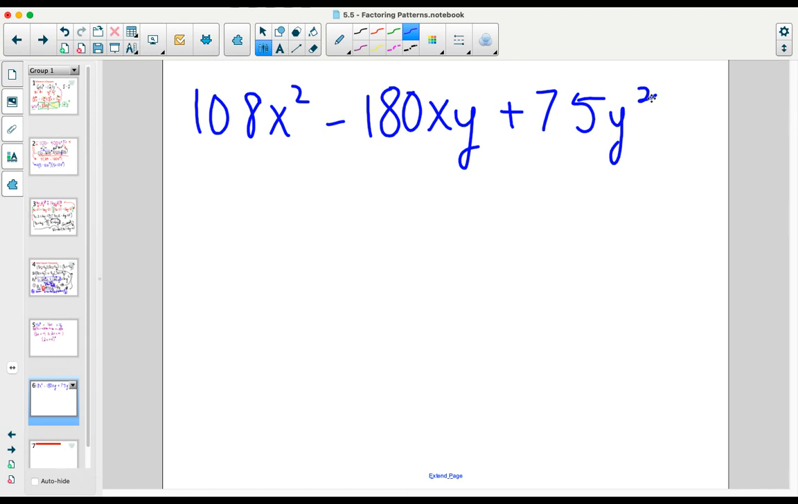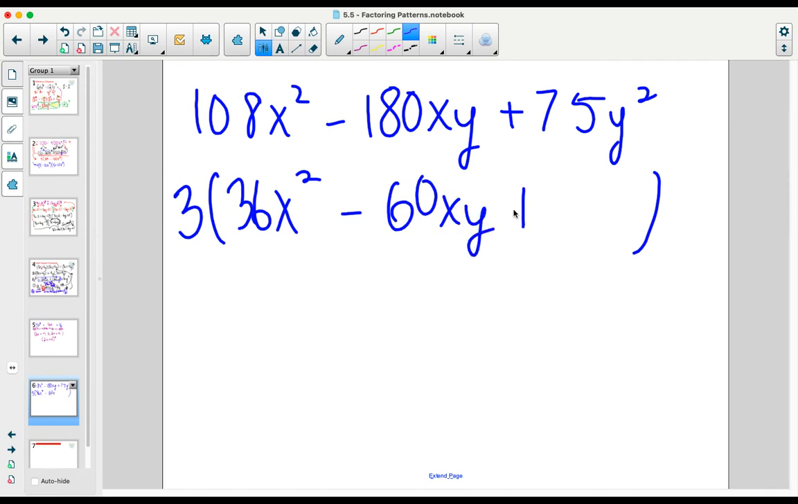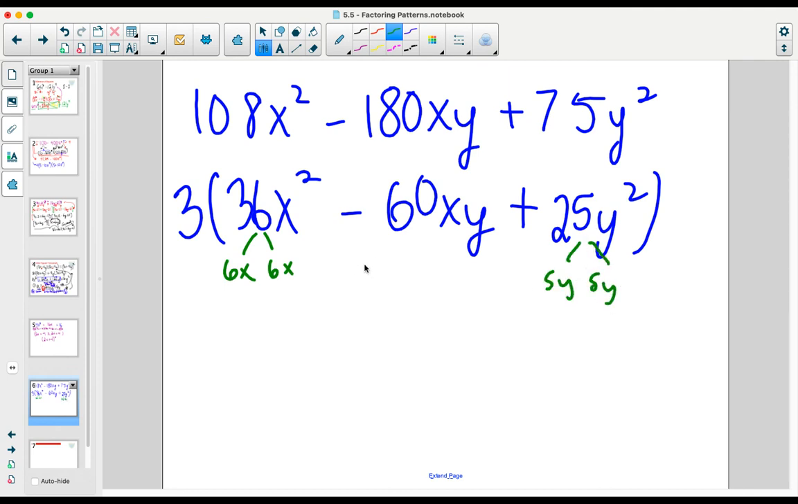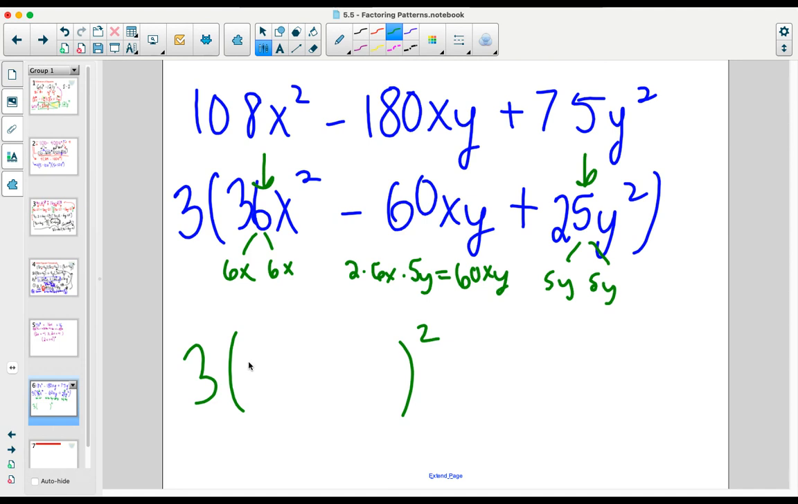into that format. Here we have an example of 108x squared minus 180xy plus 75y squared. 108 is not a perfect square, 75 is not a perfect square. But if I notice that all three of those terms have a common factor of 3 and I start there, I actually create a trinomial that does begin and end with two perfect squares. This one is 6x times 6x. This one is 5y times 5y. And then we do our check for the middle. Is the middle twice the product of those two? It most assuredly is. So I can create my factored form based off of those two perfect squares at the beginning and the end. And I know my binomial would be 6x minus 5y.